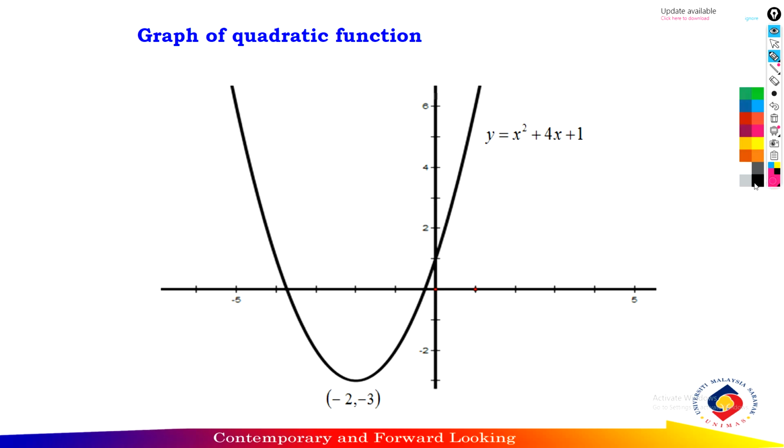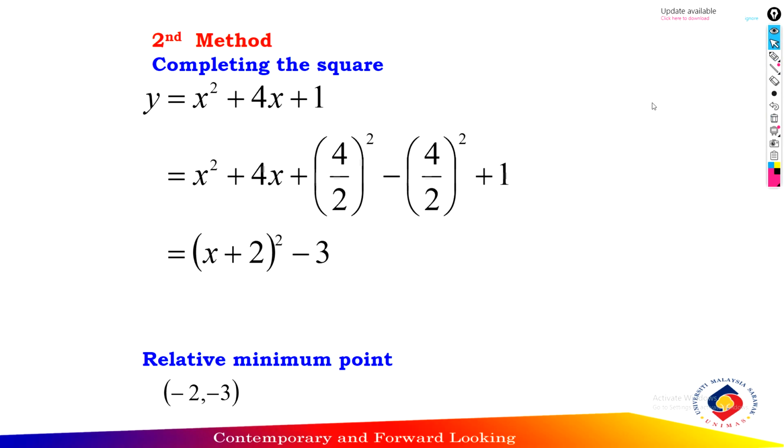So you label the intercepts of the function, the y-intercept at 1, and the x-intercepts at -3.73 and -0.27. And you label the relative minimum point at (-2, -3). Okay, settle. Second method to sketch the graph of the quadratic function.